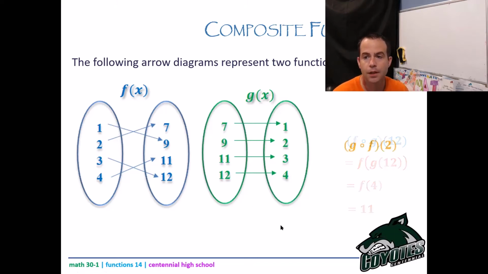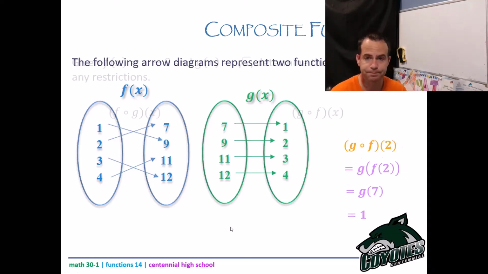Okay? Let's try g of f of 2. Again, write it the other way first. g of f of 2. So the first thing I'm trying to figure out is what's f of 2. f of 2 is 7. So now I'm looking for g of 7. g of 7 is 1. So I know that g of f of 2 is 1.